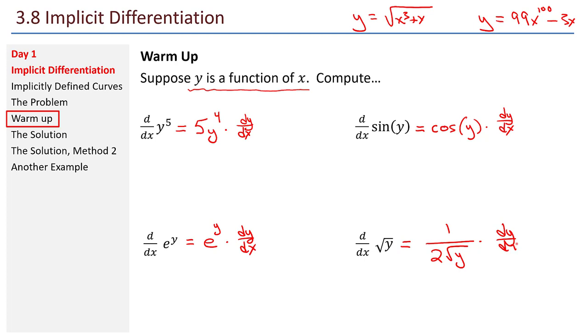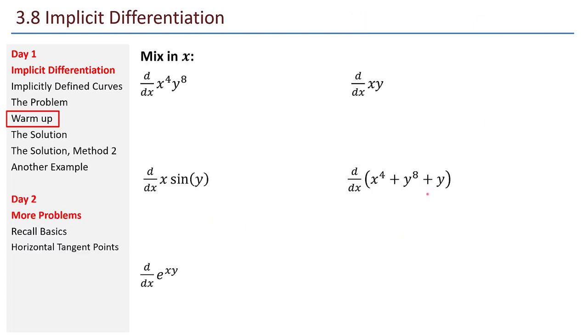There we go. 1 over twice the square root of y times dy/dx. But now, let's imagine that we mix in some x's. What if I have both x's and y's appearing in the expression that I'm differentiating? The trick is to remember that when you see that little dx on the bottom, that x is my variable, and y is some function in x.